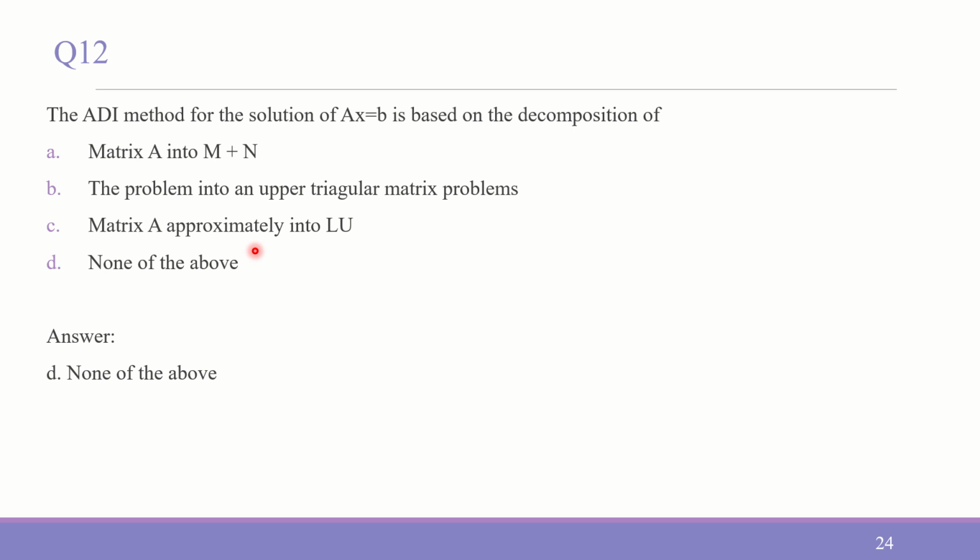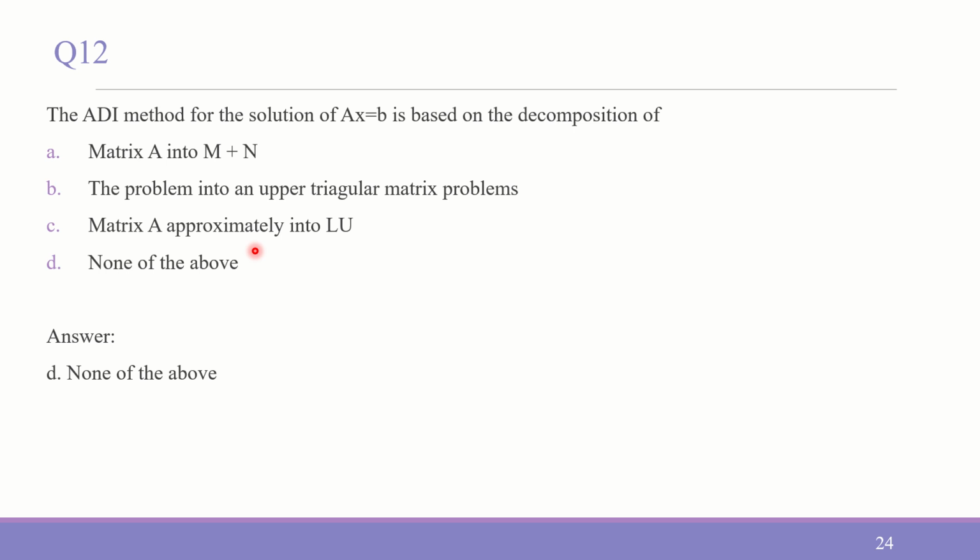We are not actually going directly as M and N. For example, in M and N, we would be using x at k equal to M into x at the k minus 1 iteration plus N. So we indirectly divide it like that. Here we are not exactly splitting the A matrix into M and N, even though we are constructing M and N. Similarly in the ADI method, we are not directly splitting matrix A into M and N. Rather, the whole equation Ax equals B is converted into another form before being split into the M plus N form. So option A is not the right answer.